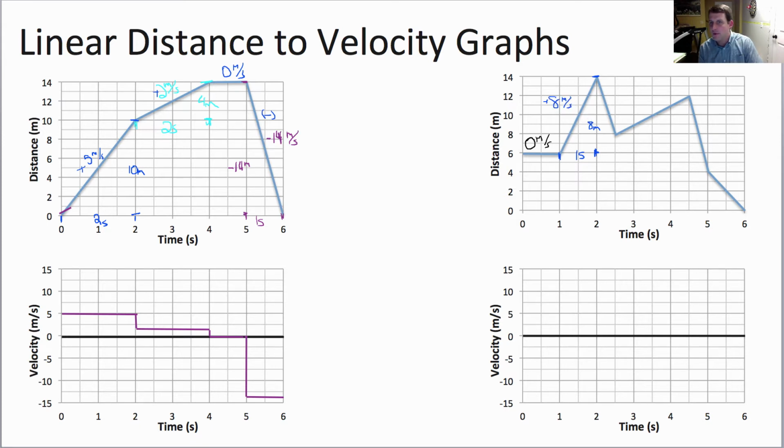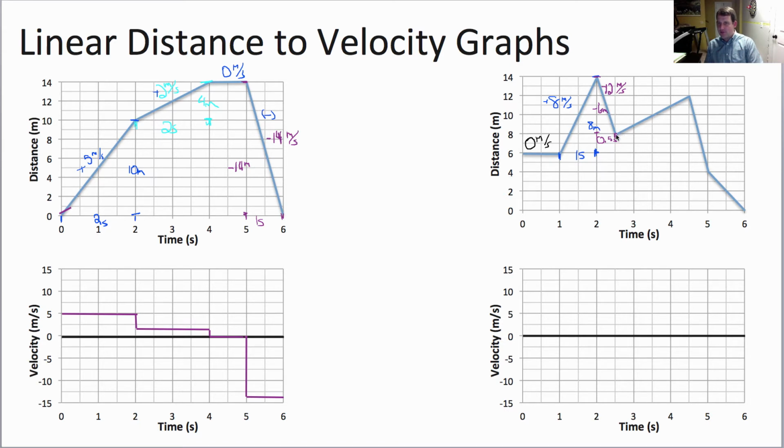The next time interval, we start at 2 seconds, and we go over to 2.5 seconds. So that's a total change of 0.5 seconds. And we started at 14 meters, and we went backwards to 8 meters. So that's going to be a change in distance of 6 meters. And if I'm going to go 6 meters in half a second, I actually have to be going 12 meters per second, so I can cover 6 meters in only half a second, and of course that's negative. Let's do the next segment.